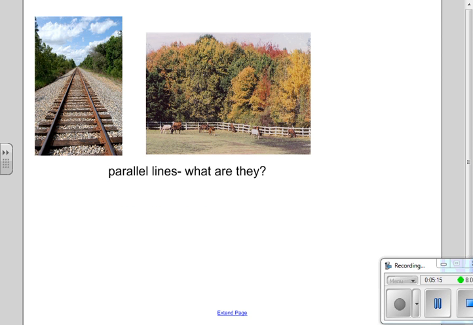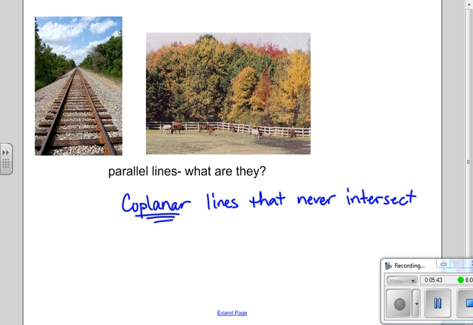Parallel lines. I'm sure you've talked about this before. And most of you, if I asked you what it was, you'd say 2 lines that never touch. And that's mostly true. But we're older and wiser now, so we're going to add a word to this. It's actually coplanar lines that never intersect or touch. Either way you want to remember that. Remember, coplanar means they are in the same plane.